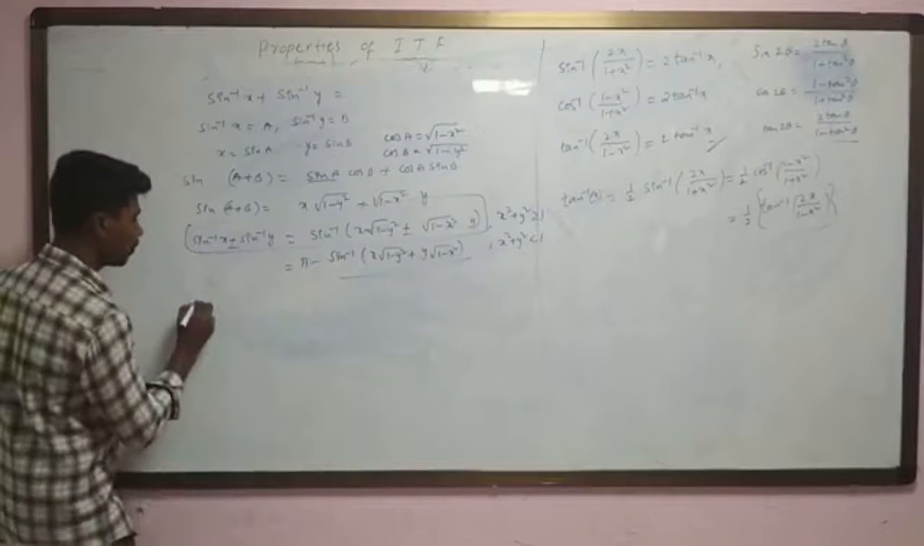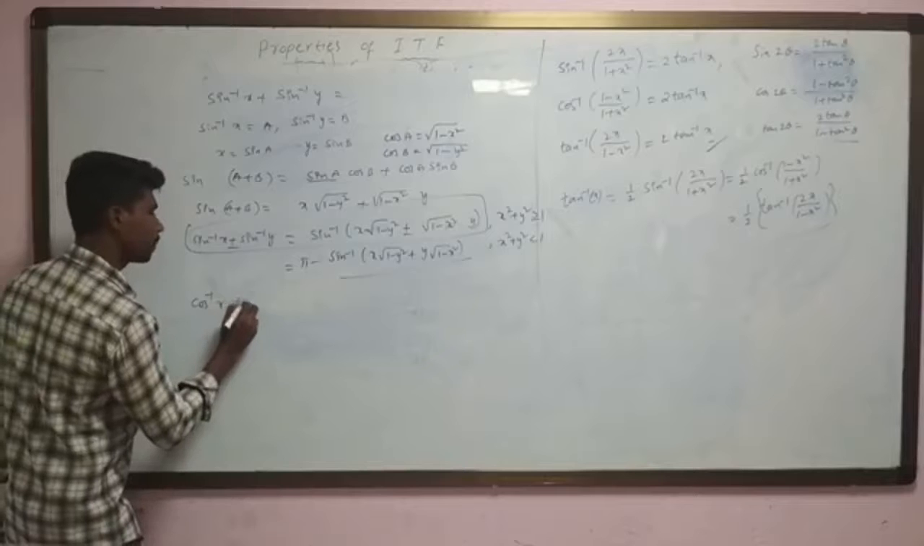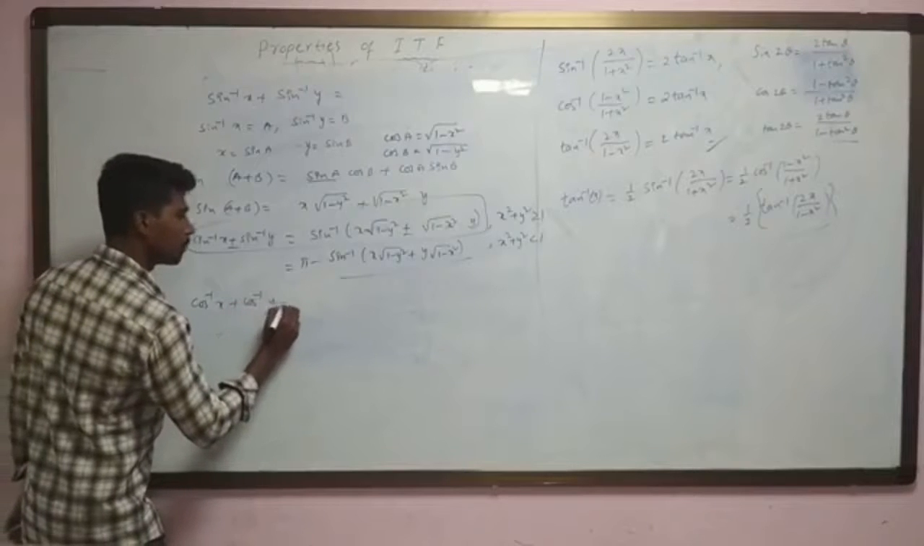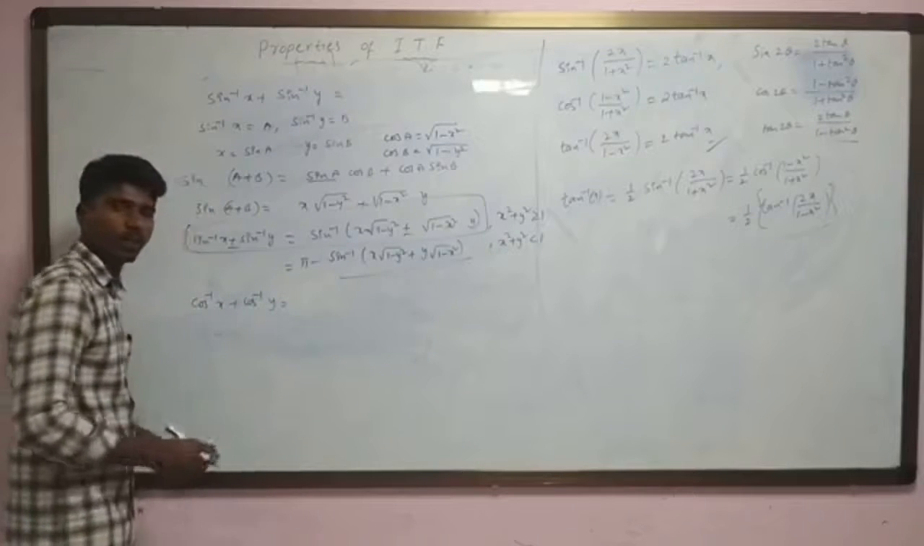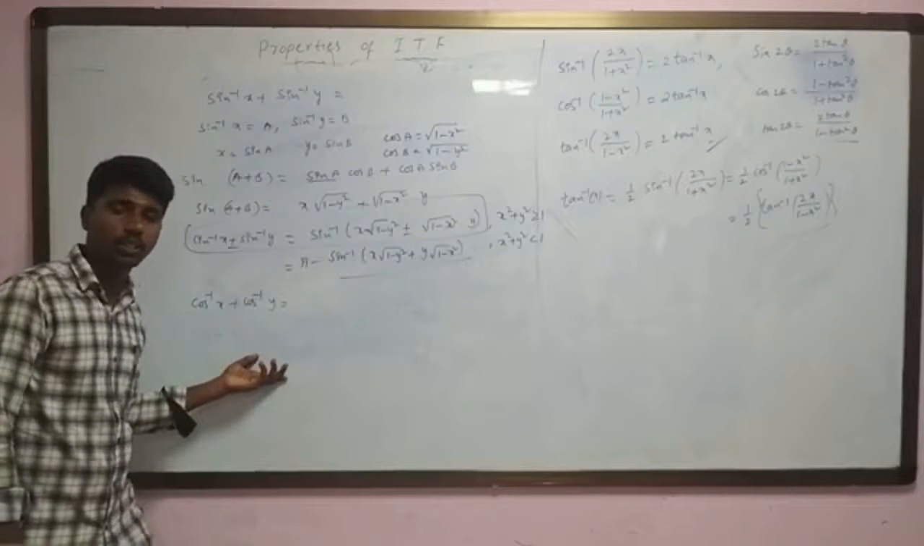Similarly, you can get the formula for cos inverse x plus cos inverse y. So cos inverse x plus cos inverse y. Cos A plus B depends on cos A cos B.